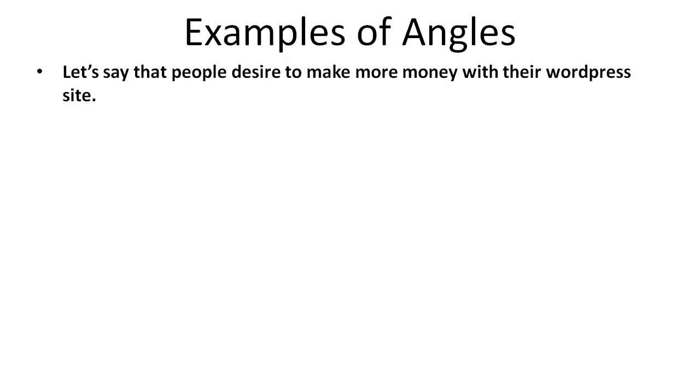Let's say, for example, that your prospects desire to make more money with their WordPress site. It doesn't matter what the angle could be. It could be gaining muscle mass, losing weight. It could be fitness, health, relationships, whatever. But in this case, it happens to be making more money with a WordPress site.